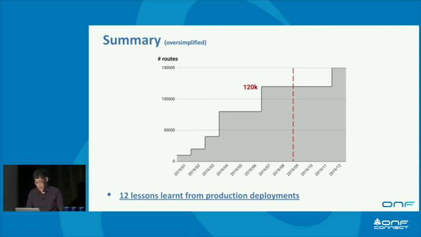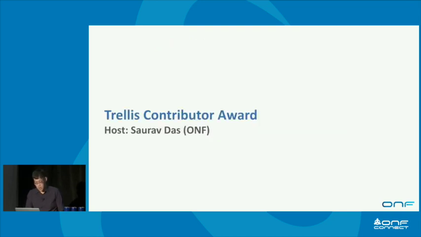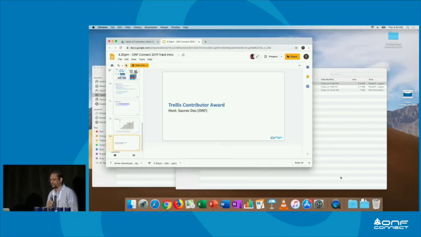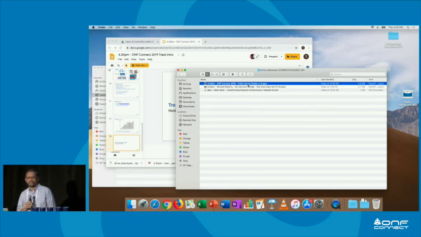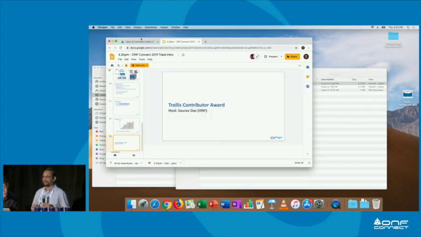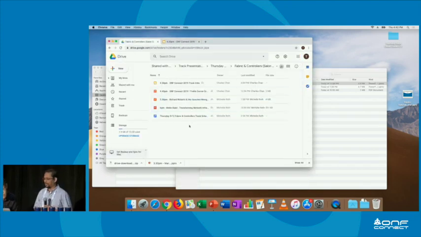So I would like to give this stage to Saurav Das, who is the VP of Engineering of ONF, and he would like to give a Trellis Contribution Award. Thanks, Charles. So we're giving out these awards for the first time this year at this ONF Connect. And to be honest, if it were up to me, there would be a lot more people getting this award for going through the journey that we have in Trellis.